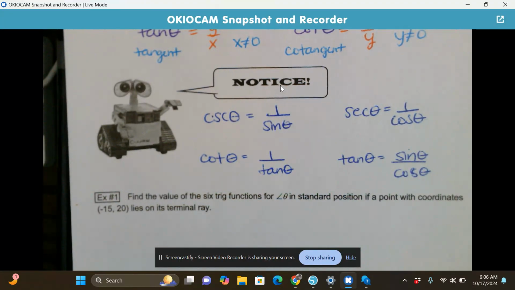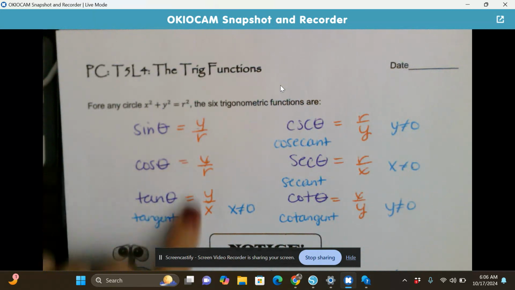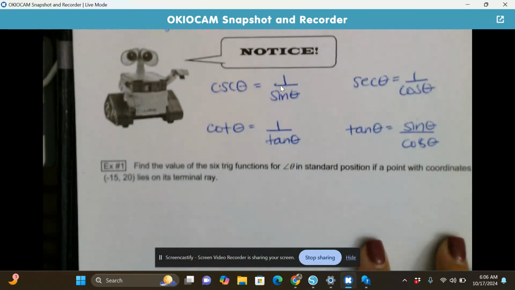Okay, and we talked yesterday about tangent being your y value over your x value, and that's the same thing. So if you look back up here, remember sine is our y, cosine is our x, and we talked about that in class yesterday.